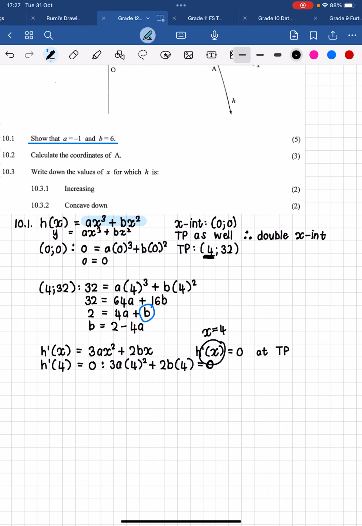I'm going to simplify that quickly, guys. 3 times 4 squared, 3 times 16, right, is 48a. And then this, if I simplify it, is 8b. There we have a second equation. Look how nice. We have one equation there, and we have a second equation there.